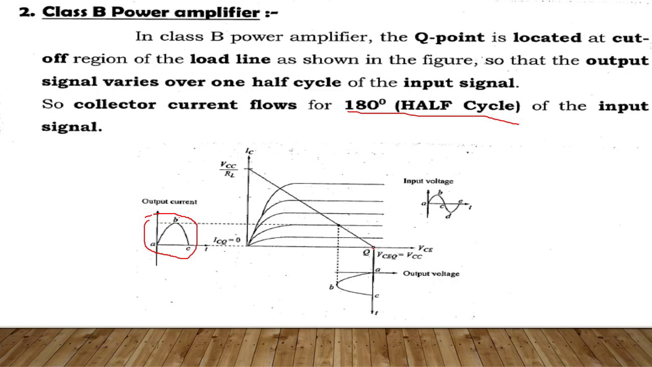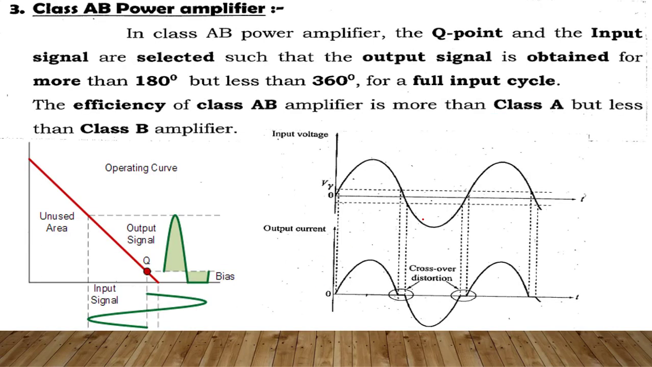Why? Because the Q point is at 0, so only some portion we are getting, the other portion we are not getting. And the third one we are calling class AB. What does class AB mean? The Q point is in between, somewhere between the middle and 0, somewhere here, not in the middle or at 0, in between. So what happens? In this, the upper portion I will get in full, but in the lower portion only a small portion I will get. Because if the Q point is here, anyway I will get the full portion here. Why? Because up to here I have the V peak, yes or no?